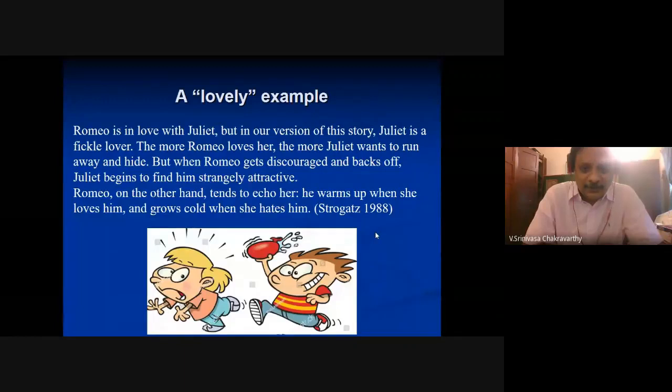Romeo, on the other hand, tends to echo her. He warms up when she loves him and grows cold when she hates him. So Romeo's behavior is very simple. If she is positive, he is also positive. If she is negative, he is also negative. Whereas Juliet is opposite. If he is positive, she is negative, and if he is negative, she is positive. I mean, to put it in mathematical terms. So the question now is, how do you describe their interaction? How do you describe their emotional dynamics?